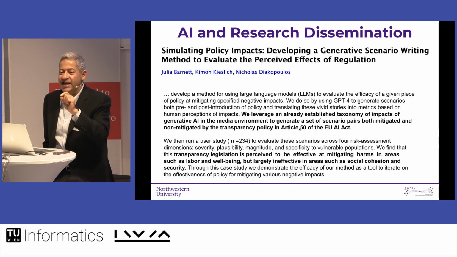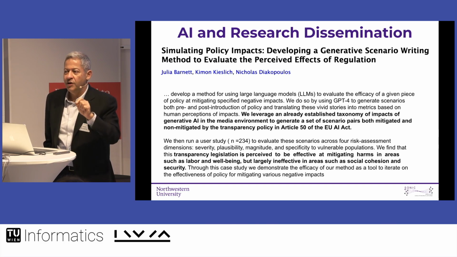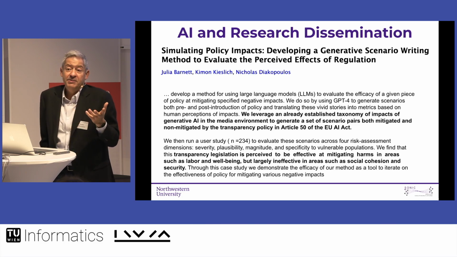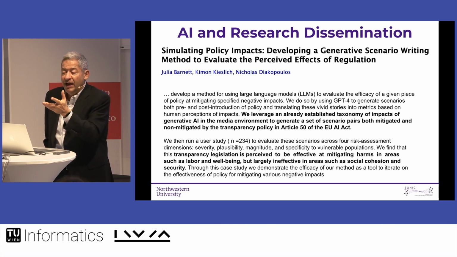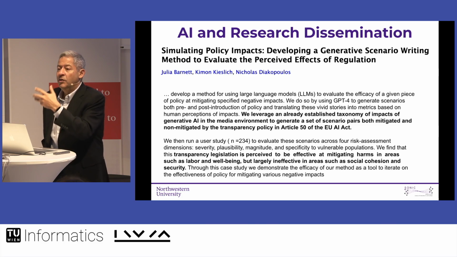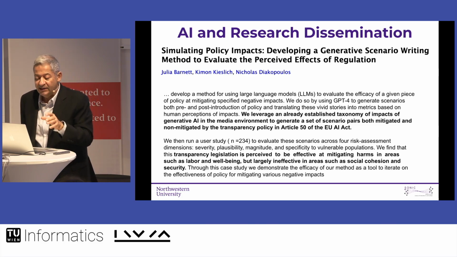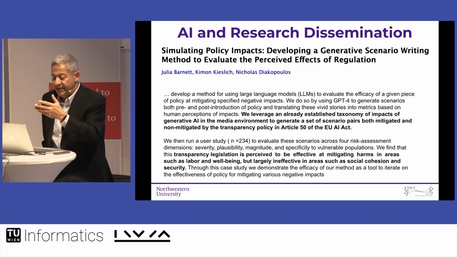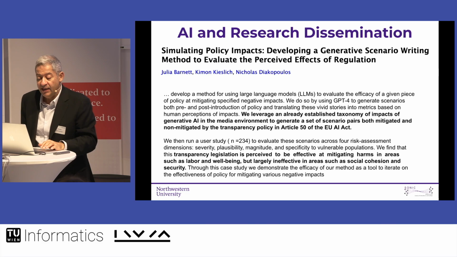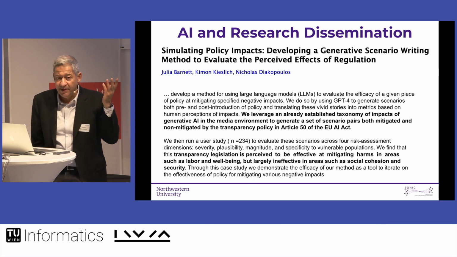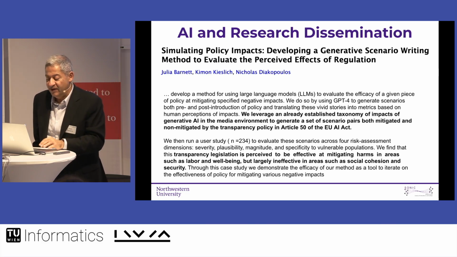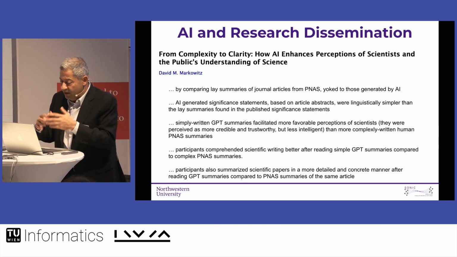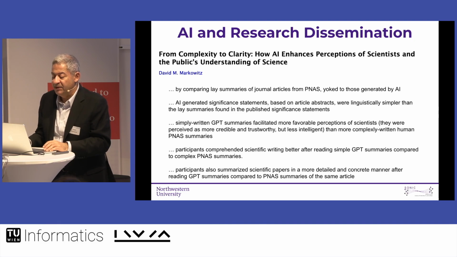And he was interested in seeing how they could generate scenarios and narratives to see how people would react to these policies. And this becomes a new policy tool where you can be reliable that the text that was generated was scenarios looking at different ways in which transparency legislation affects mitigating harms in areas such as labor and well-being, which it does, but is not so effective in areas such as social cohesion and security. So there's another one here, how AI enhances perceptions of scientists.